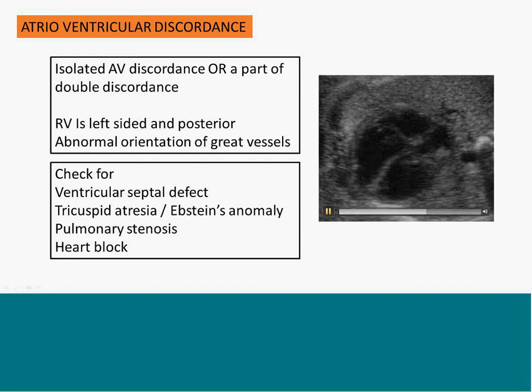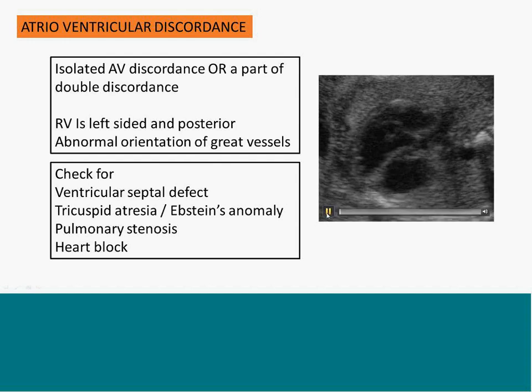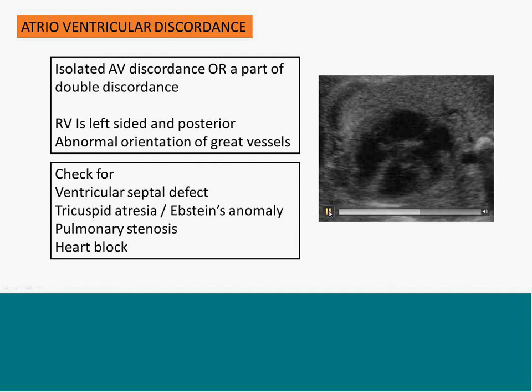This is atrioventricular discordance. Now, when you see this atrioventricular discordance, it can be in isolation. In isolation means what? The left ventricle is then connected to the aorta and the right ventricle to the pulmonary artery. So this is called isolated AV discordance. And it's a situation where if you just do an atrial switch, it will be completely normal for the baby.